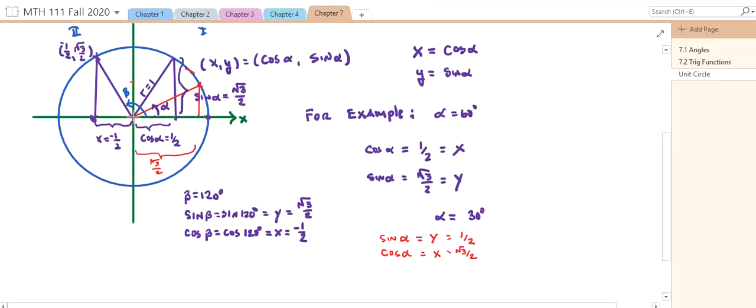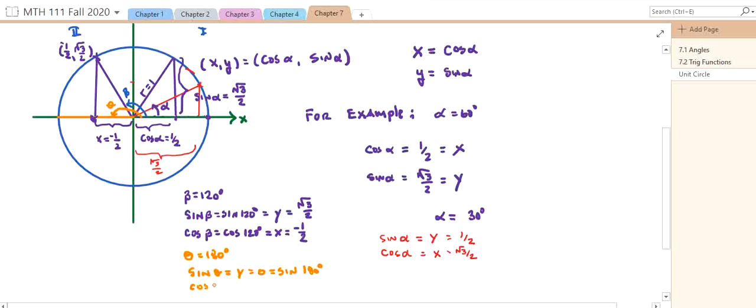At this point now, when I go 180 degrees, so we're going from here to here, let's call it theta. Theta equals 180 degrees. Now, the sine of theta still equals y, but what's the value of y? It's 0. And that's the sine of 180 degrees.